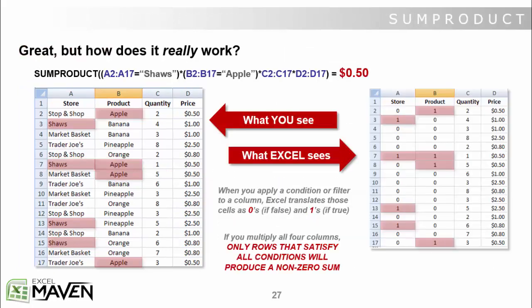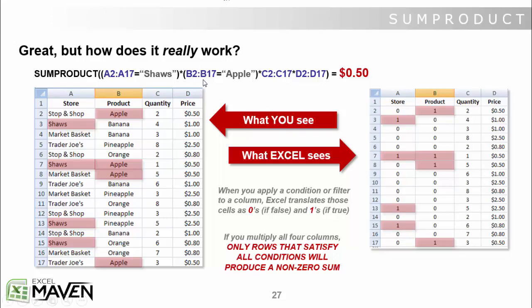So one kind of peek under the hood to understand how it's really working is to compare how you see the data versus how Excel is interpreting the data. Anytime you've got a filter here, it's essentially a logical test that Excel evaluates behind the scenes. So when I say A2 through A17 equals SHAs, that gets translated on the back end into a series of zeros and ones, where it's a 0 if my test is false, so if the store does not equal SHAs, and a 1 if my test is true.